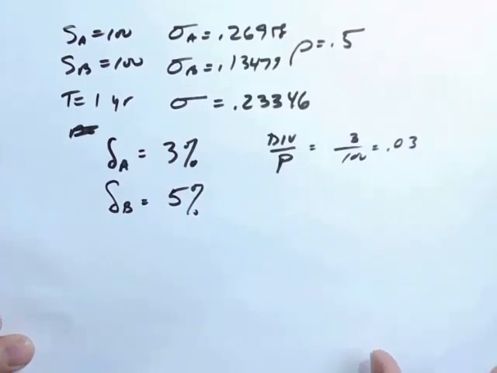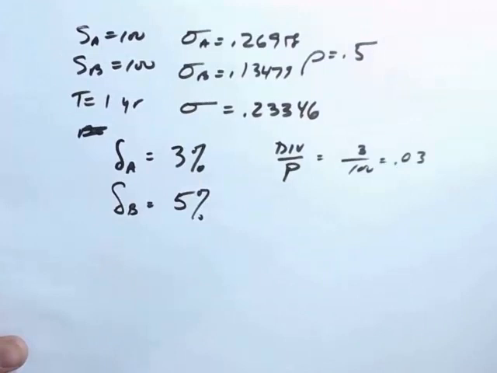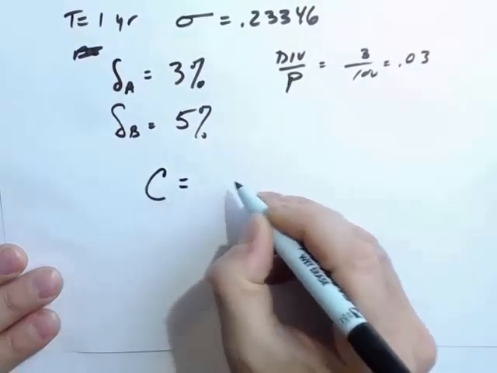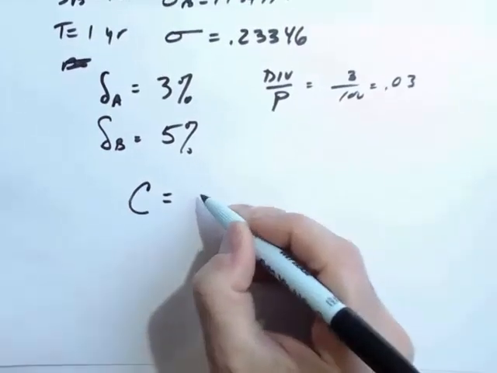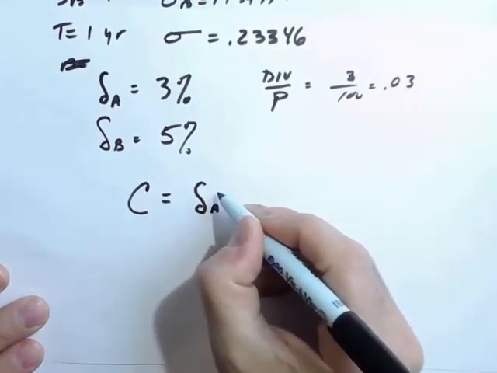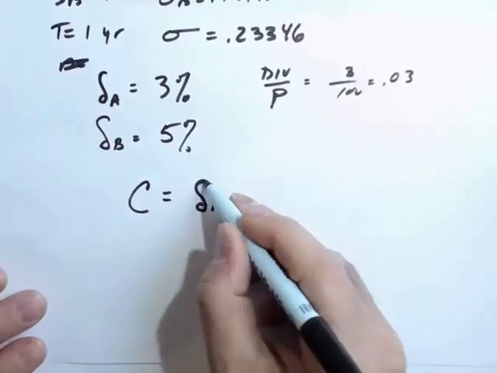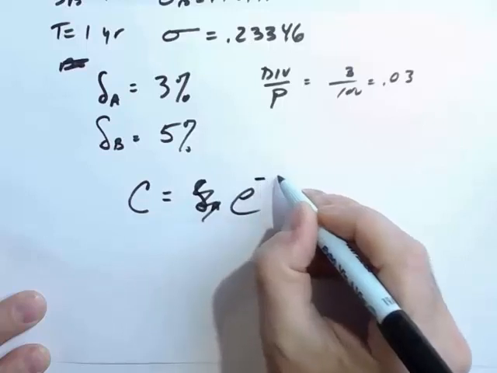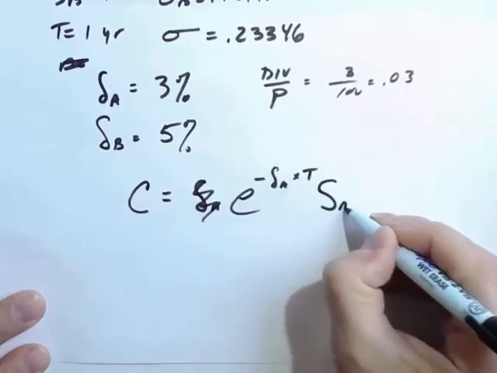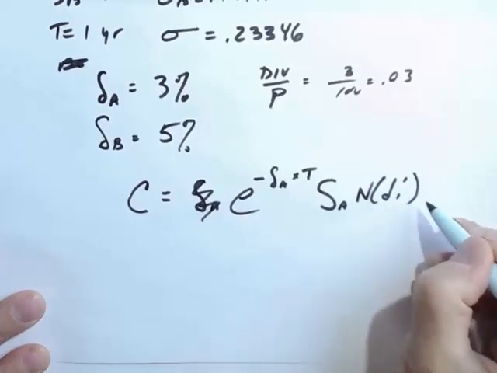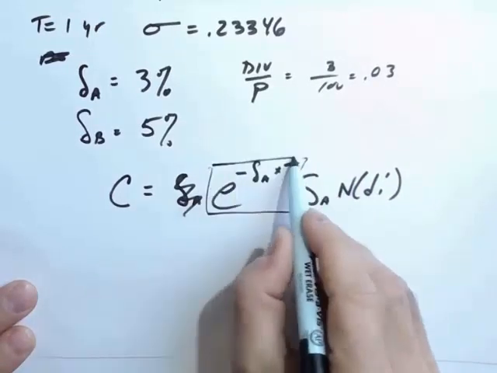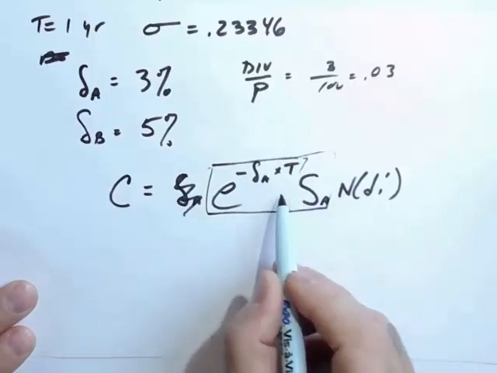Okay, and so now let's deal with the dividend in the model. Basically, it's going to look like this. We're going to value the exchange call, and we need to adjust for the dividend yield. So we're going to have the dividend yield of A, and that's going to be e to the minus delta A times T, times the stock price of A times N(d1 prime). By the way, see this guy right here? This is nothing but the stock price adjusted for the dividend. We're backing out that dividend yield.